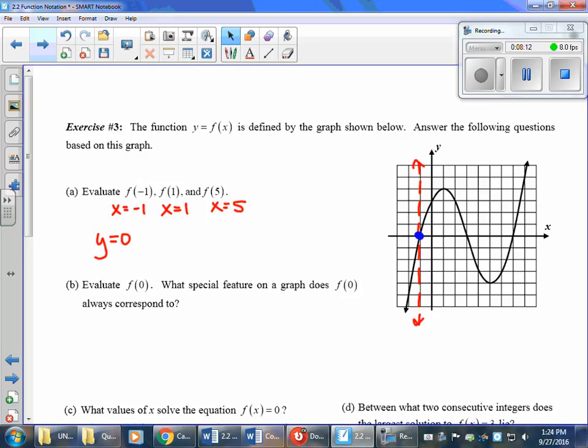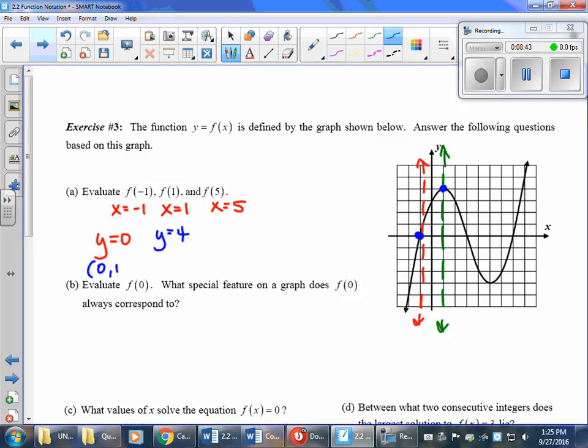Similarly now, when x is equal to positive 1, let's look at positive 1. When x is positive 1, which is right here, we go to the graph. So when x is positive 1, y is going to be 1, 2, 3, 4. Again, thinking about them as ordered pairs.